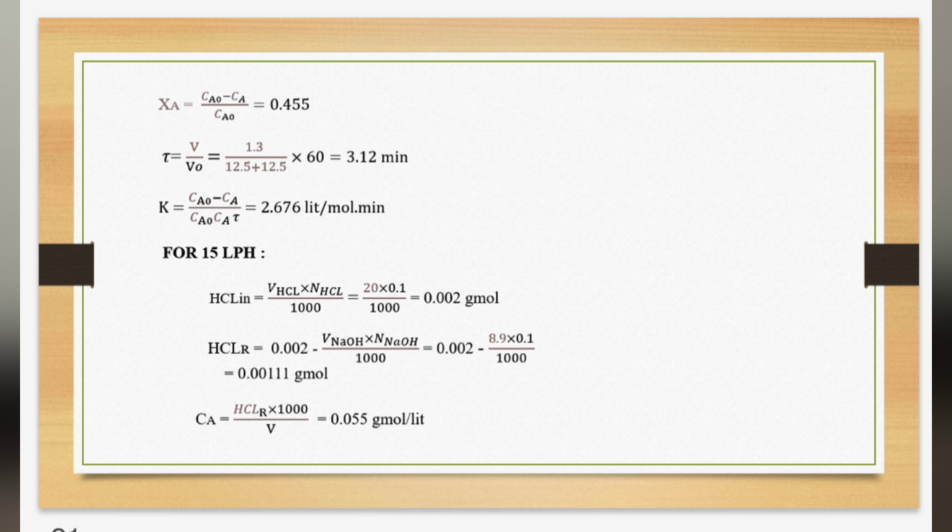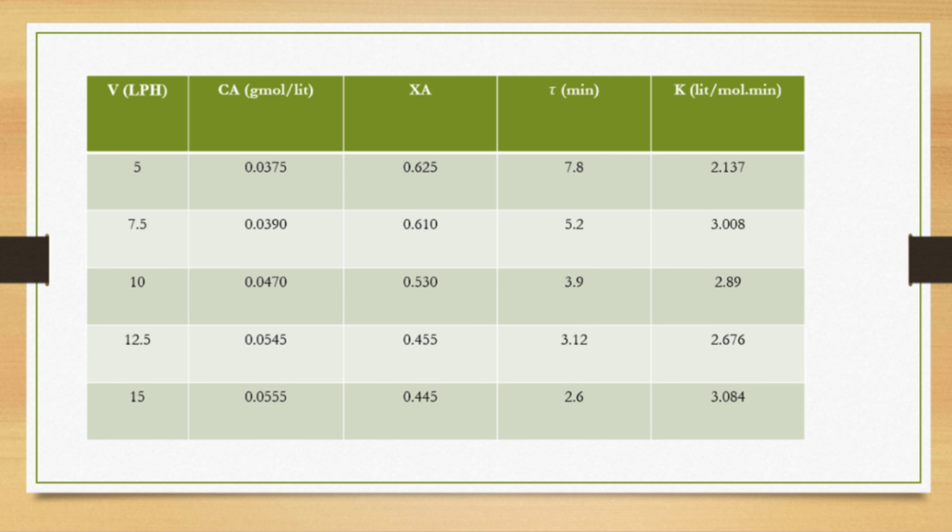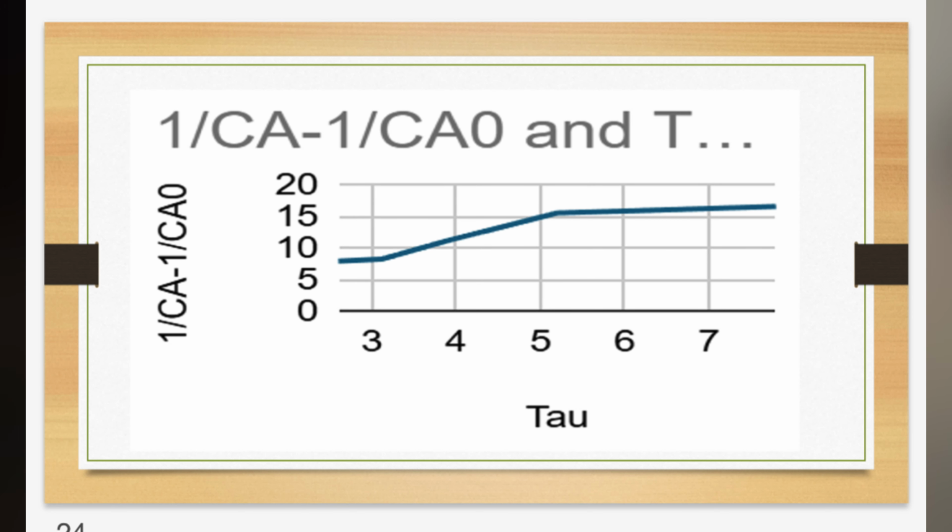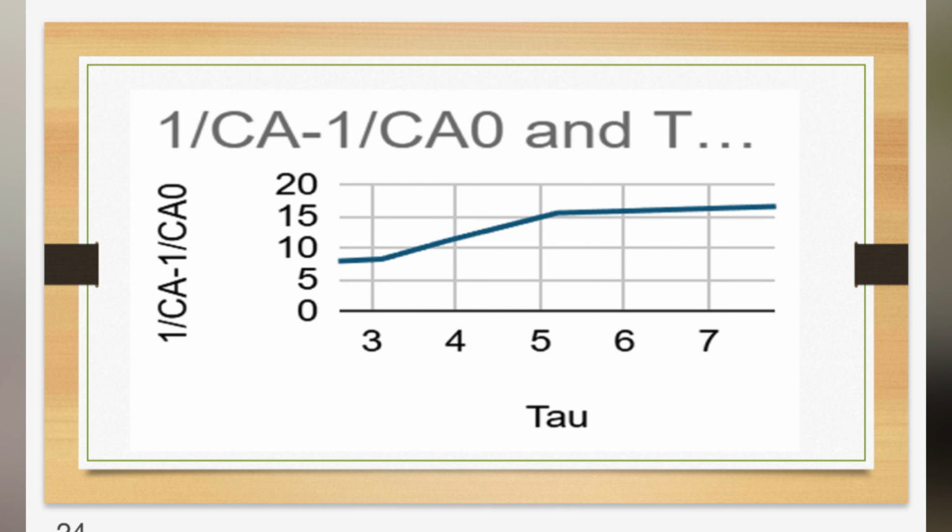From this value of concentration of A, the conversion is calculated, which gives the value of K theoretical. As for the value of K graphical, the graph is plotted between 1 upon Ca minus 1 upon Ca naught and the mean residence time. From the graph, the slope is calculated, which comes out to be 3.2, which is the value of K graphical. As you can see, the value of K graphical and the value of K theoretical are almost the same.